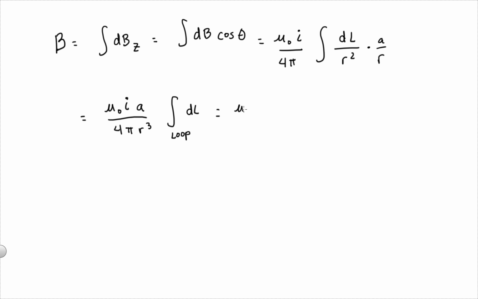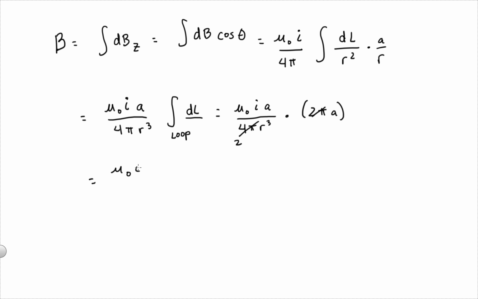All right, so this gives me mu naught I times a over 4 pi r cubed times, now what is this integral? Well, this is just the path that we're taking around the loop, and so in this case it's going to be the circumference, and so that's going to be 2 pi times a, being the radius of our loop. And we can cross a few terms out here, the 4 pi and the 2 pi, we're going to be left with a 2 down underneath. And that is basically as far as we can go with this particular problem.